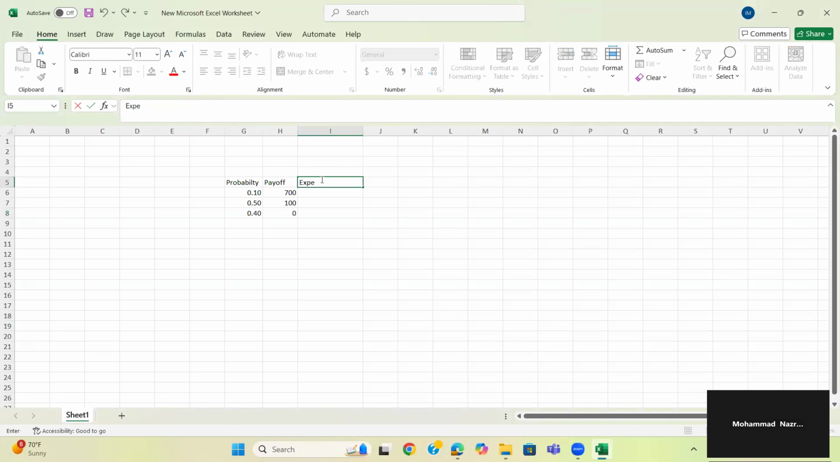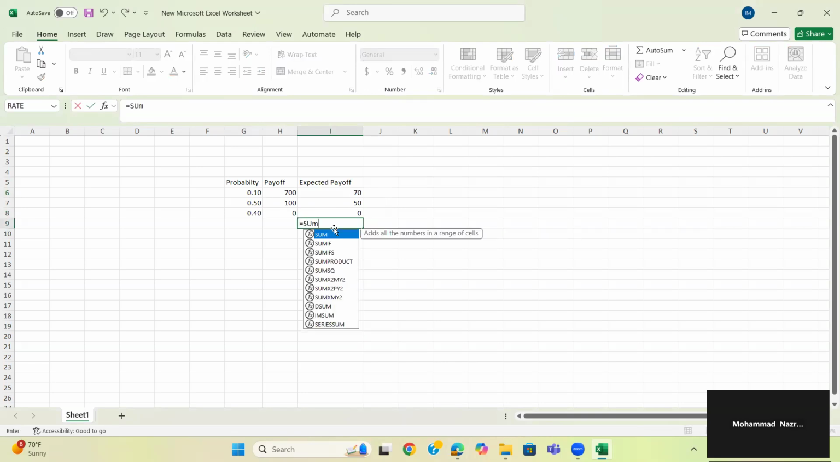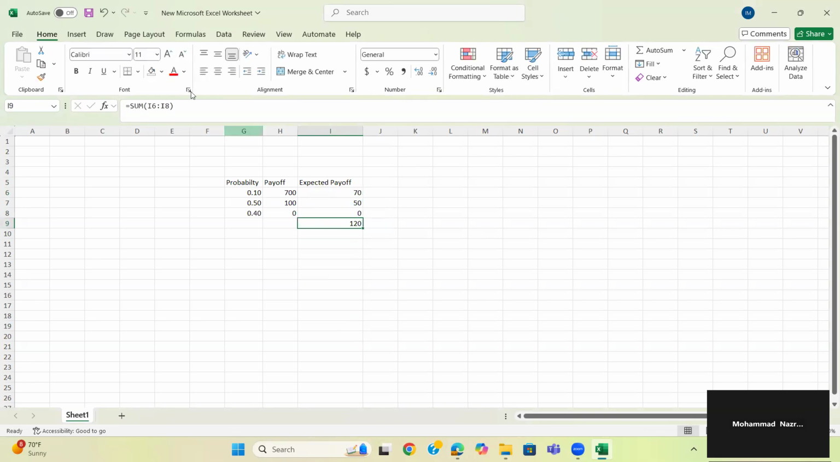So what should be the expected payoff? I have said that for the expectation, we just multiply this value with its associated probability, right? And then you drag down, and then you sum up all of this to get the expected payoff. So the expected cash payoff is 120. We can just make a notation here with a dollar sign for this 120, and then we will move to the next question.